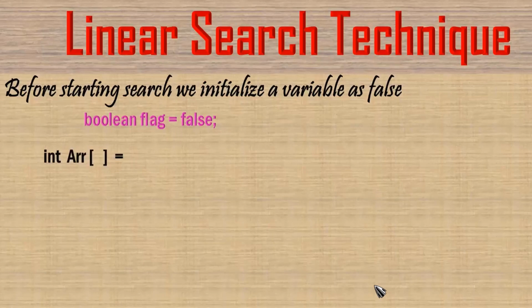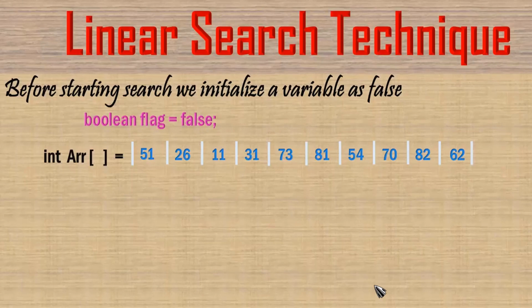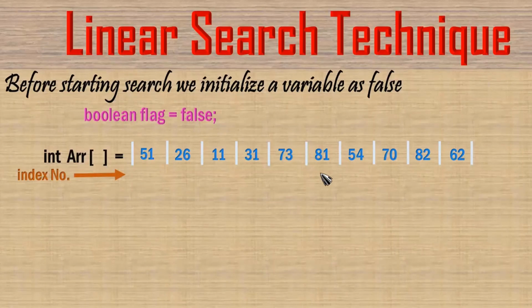For example, if I have an array like this, for your better understanding, I have also displayed the index numbers here. Let us imagine that we are searching for the value 54 here. Linear search will search by comparing the elements from the first index to the last index.